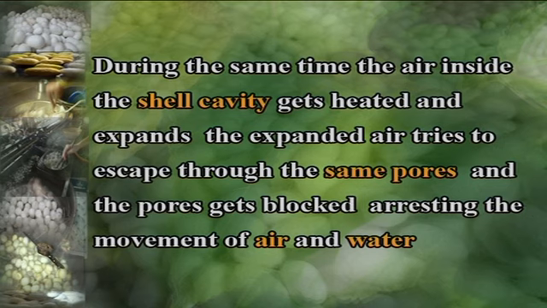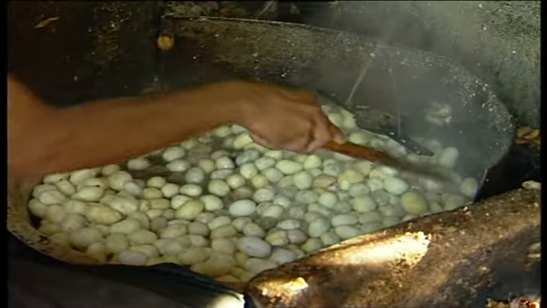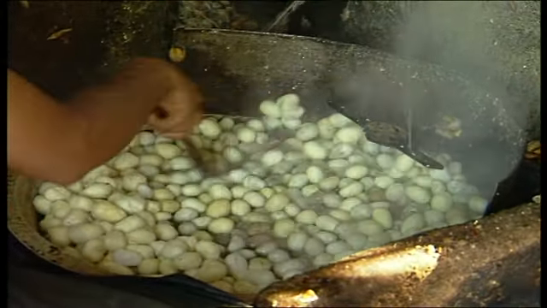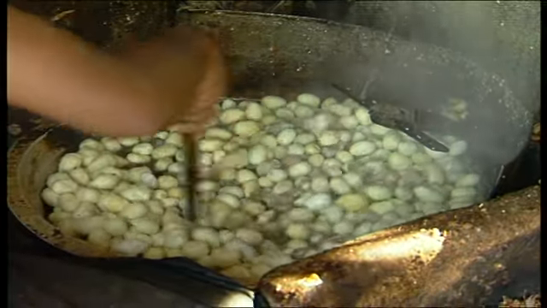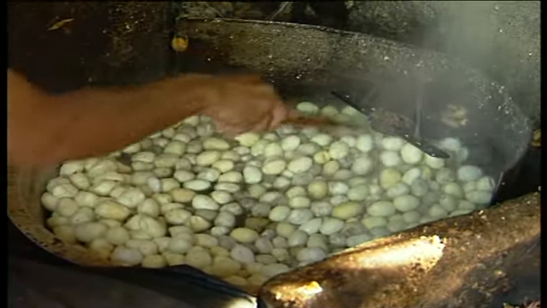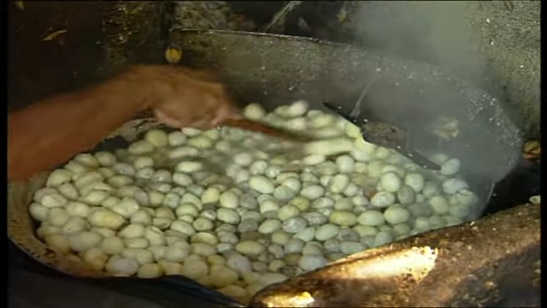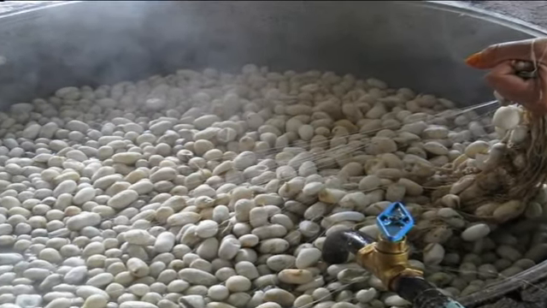During the same time, the air inside the shell cavity gets heated and expands, and the expanded air tries to escape through the same pores and the pores get blocked, arresting the movement of air and water. This results in only a small quantity of water getting into the shell cavity. The duration of the treatment of the cocoon in the bath is the most important factor, as it determines the level of the sericin swelling of the silk filament in the open pan cocoon cooking system.